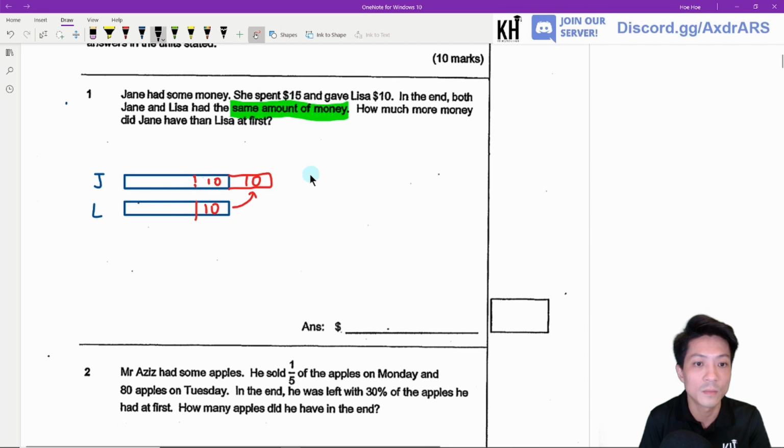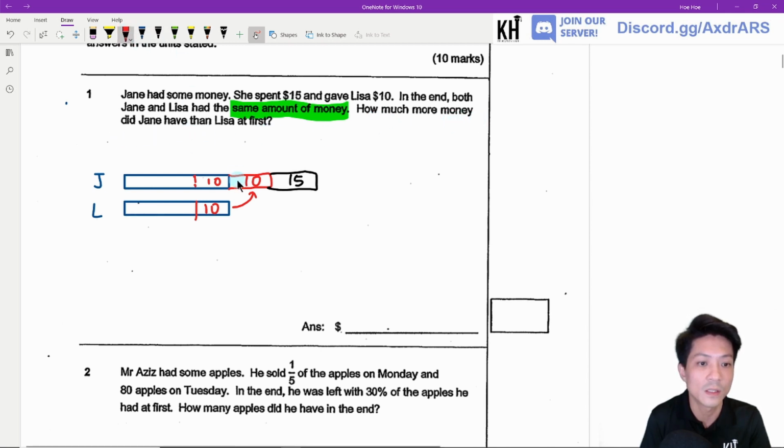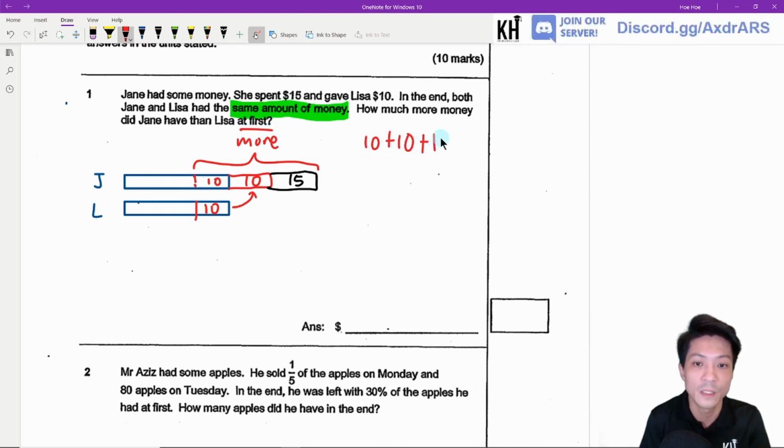Okay, and then she spent $15 at the beginning, right? So Jane had some money. Okay, she spent $15 and gave Lisa another $10, and in the end they have the same amount of money. So how much more money did Jane have than Lisa at first? Okay, so this will be the more at first, which is 10 plus 10 plus 15, which is $35.